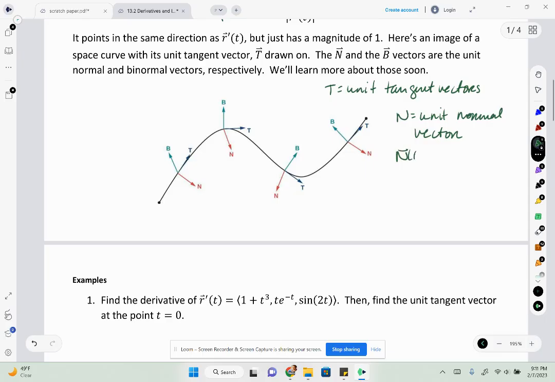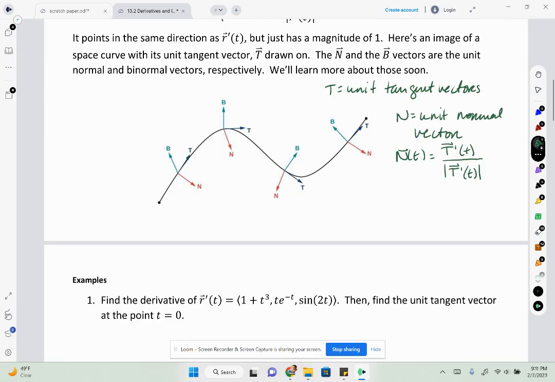The normal vector is going to be the derivative of the unit tangent vector, which that derivative will no longer be a unit vector. So we'll need to divide out whatever magnitude got introduced by taking the derivative of it. That would be the unit normal vector.